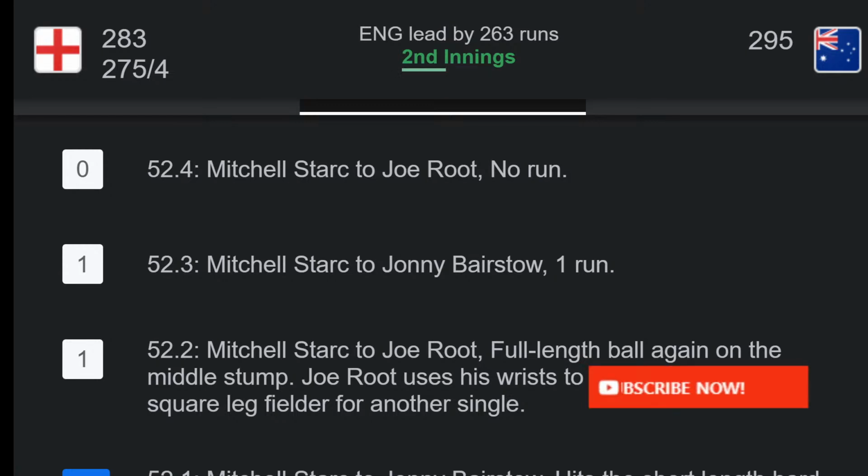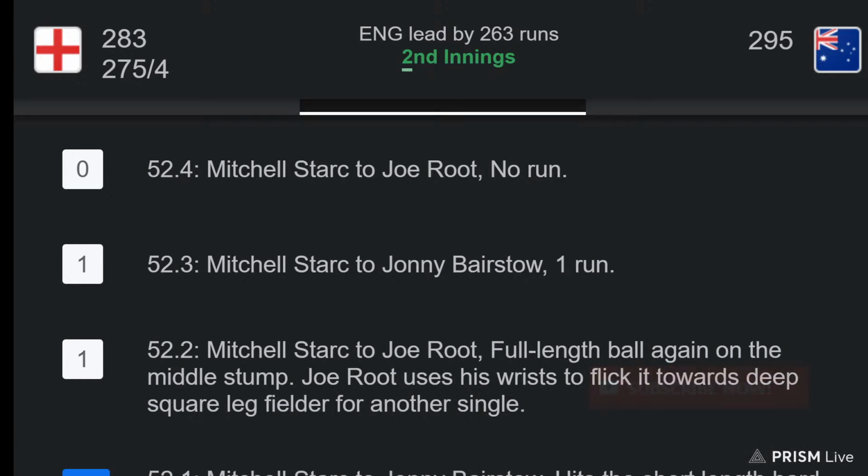Ashes series, last Test match between England and Australia. England in their first innings 283 and in the second innings 275 for the loss of 4 wickets. And Australia in their first innings 295.